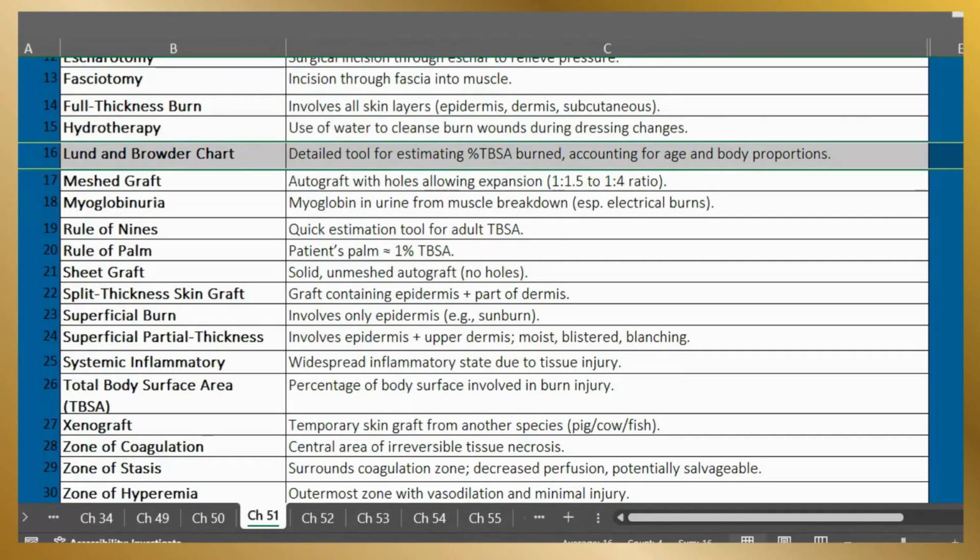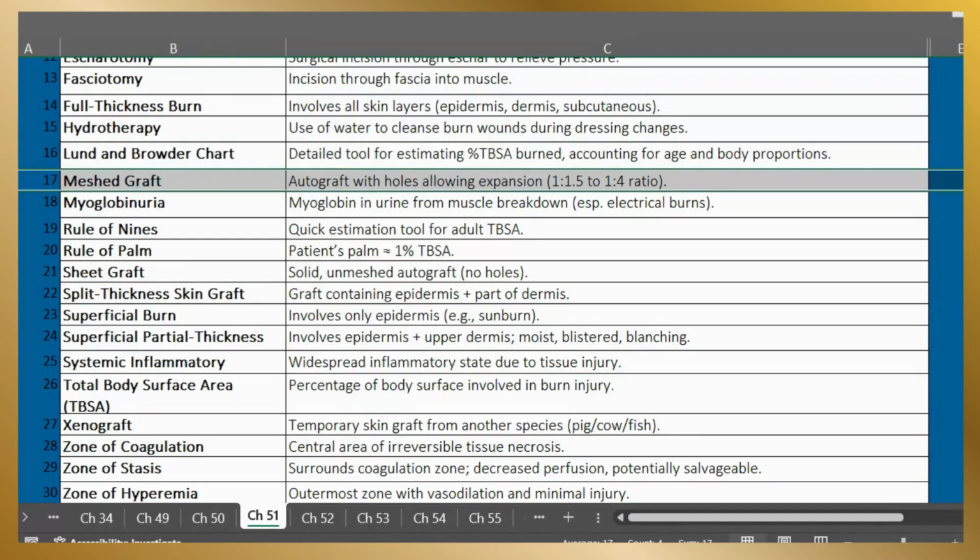Lund and Browder chart. It's a detailed tool for estimating the percentage of the tissue burned according to age and body proportion. So it's the most accurate burn surface estimation. So this is very important in the quizzes, exams, and NCLEX. When it's about burns, you need to remember this tool, the Lund and Browder chart.